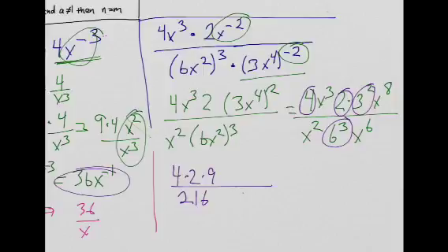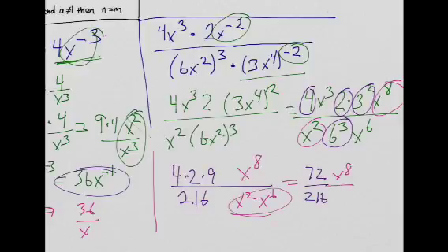Now I'm going to use my variables, and I have on top x to the 8th, and on the bottom I have an x squared and an x to the 6th. Okay, so if I multiply my numbers out, I'm going to get 72 over 216. And with my variables, I have x to the 8th on top, and x to the second times x to the 6th is x to the 8th on the bottom.